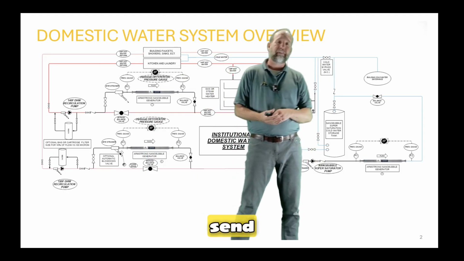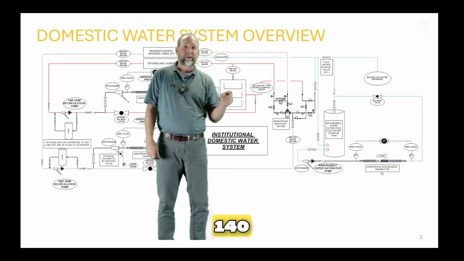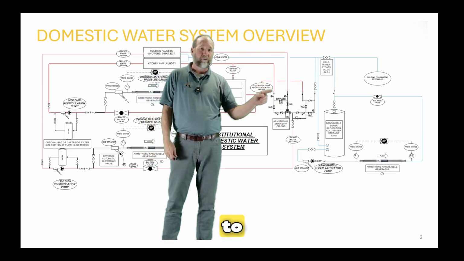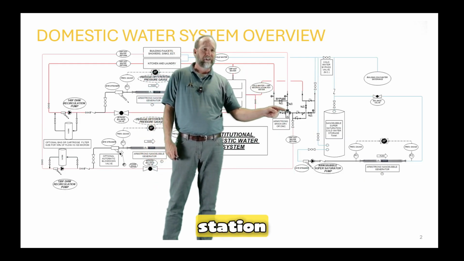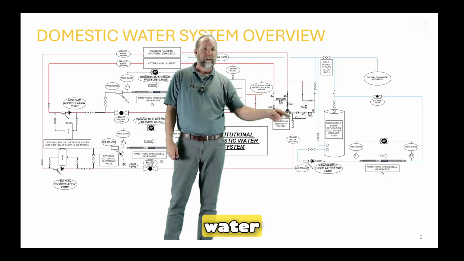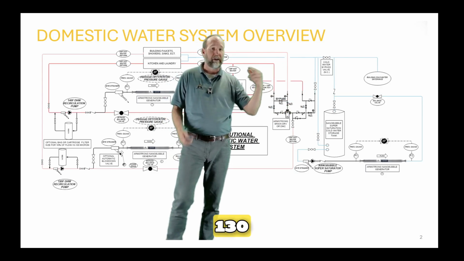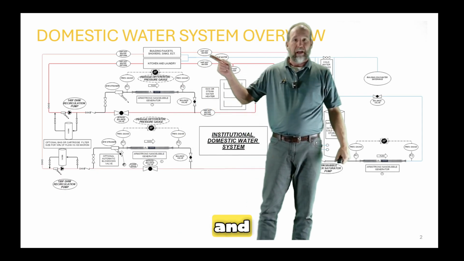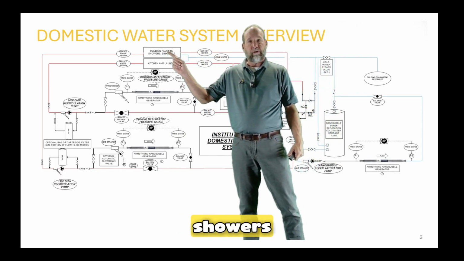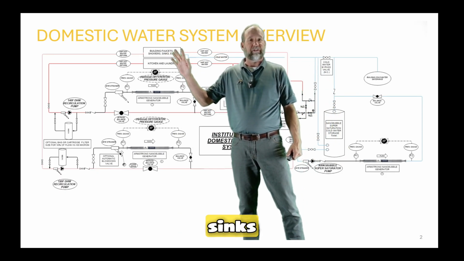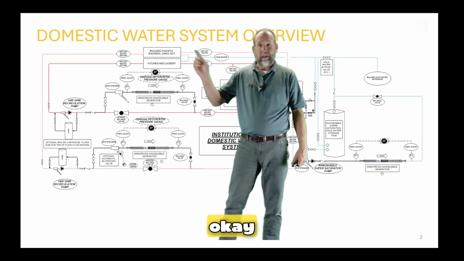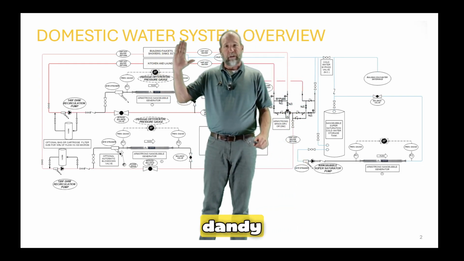And then we're also going to send that hot water out at 140 degrees out of the water heater over here to our mixing valve, master mixing station, where we're going to blend in some cold water, and we're going to send that out at 130 or 120 sometimes. And that's going to go over to our showers, faucets, sinks, etc. Okay? Then that's all fine and dandy. We could stop right there.